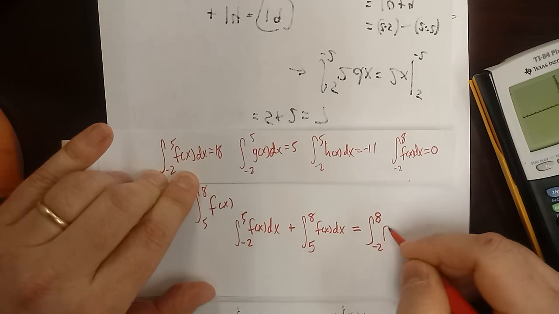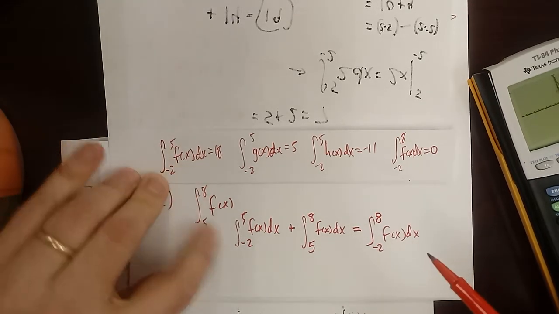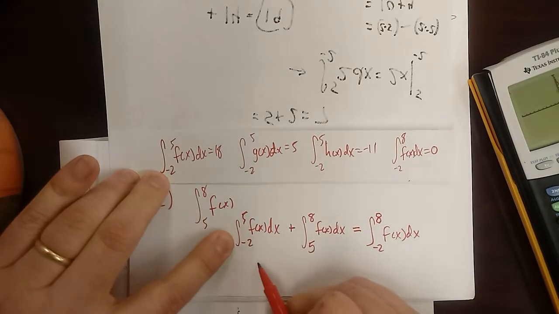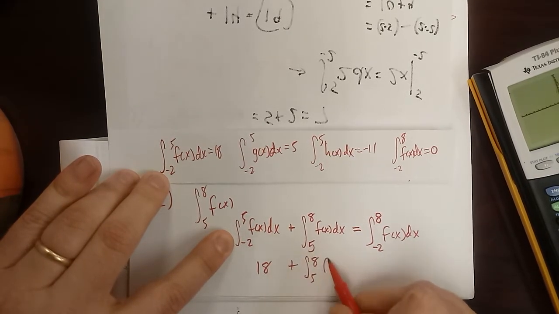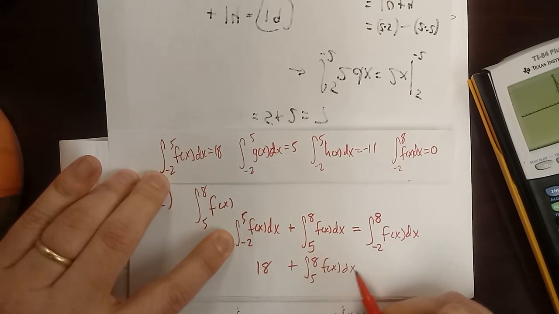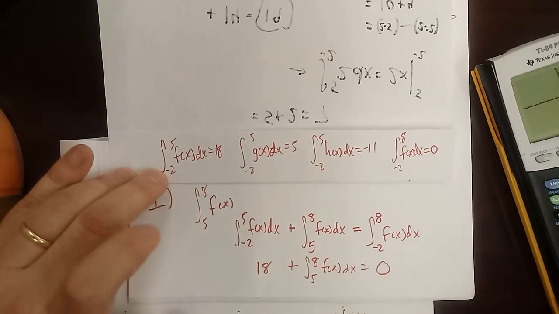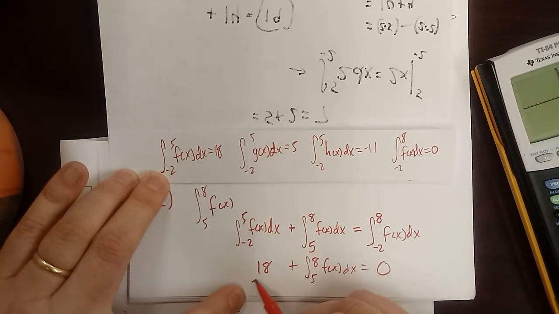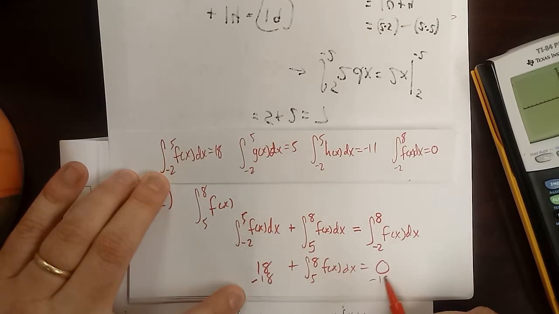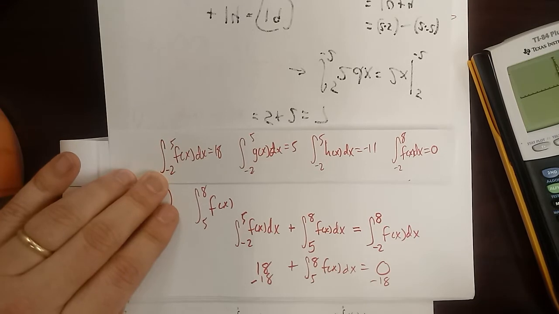Hey, wait a minute. That's a number we know, right? That's 18. We don't yet know this. And we know that this is 0. Now hold on, that's easy. I can get this by itself, right? Subtract the 18 from both sides. So we can get that integral is just negative 18.